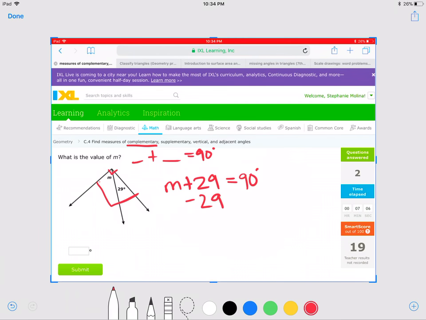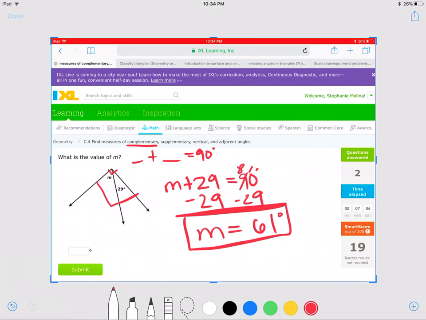Go ahead and take away 29 from both sides. m is equal to, let's see, 10 minus 9 is 1. 8 minus 2 is 6. So m is 61 degrees.